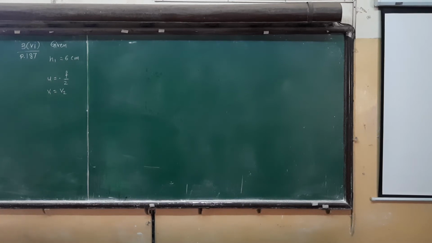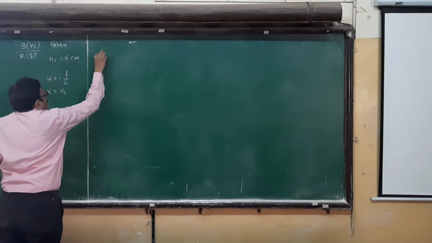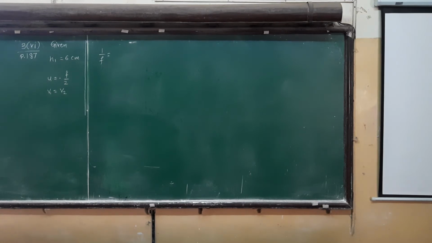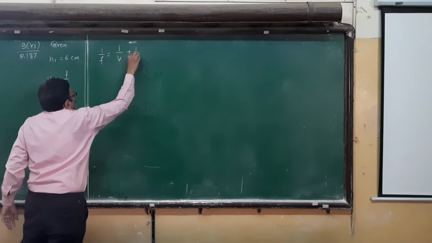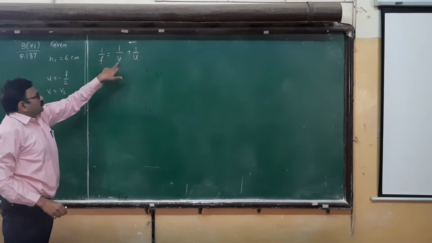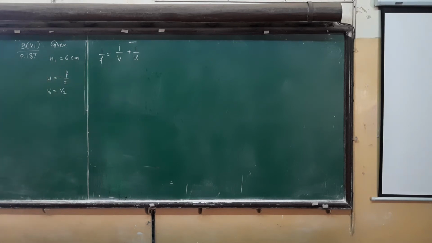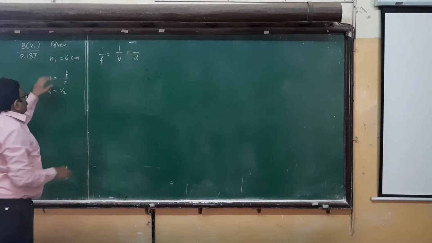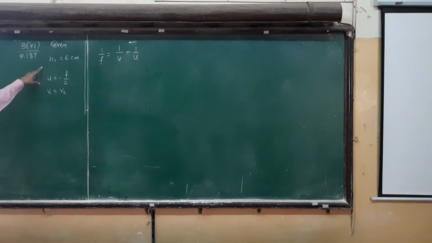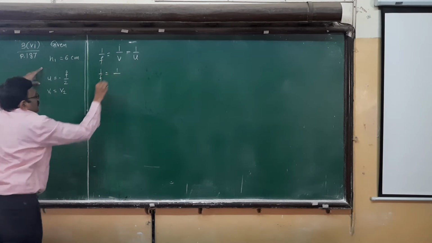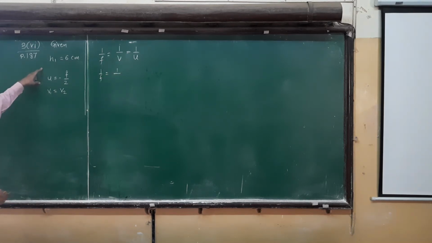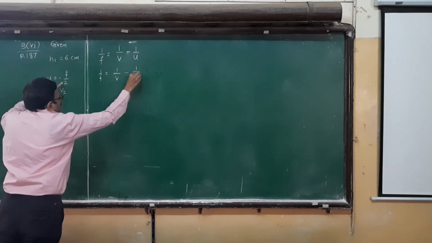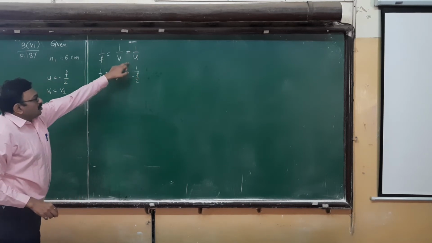By using the formula 1 upon f is equal to 1 upon v plus 1 upon u, this is the formula for the thin lens. Now we write the minus sign and substitute the values. 1 upon f is equal to 1 upon v minus, instead of u, we substitute 1 upon minus f upon 2. This value we substitute for u.